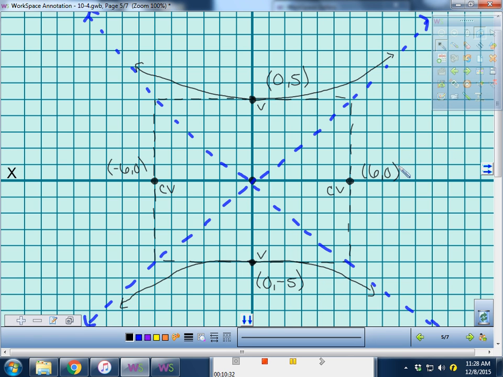Alright? So main things to remember, you start off just like an ellipse, make the box, put your guidelines in with your asymptotes, label your vertices and co-vertices, and draw everything in. Alright, let's do another one.